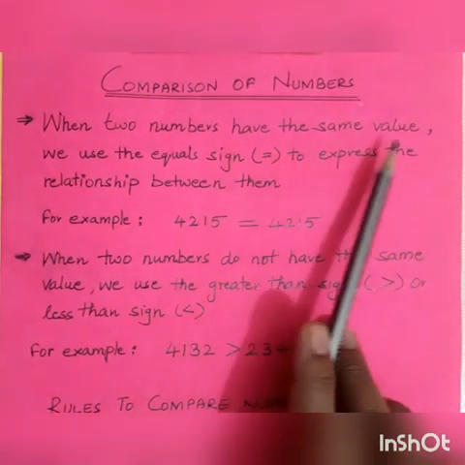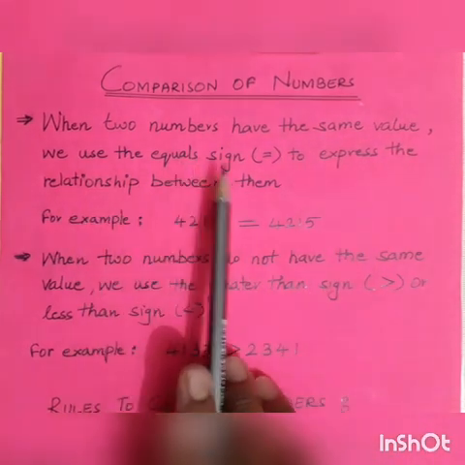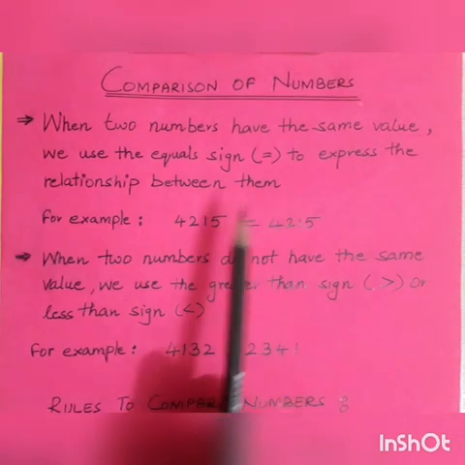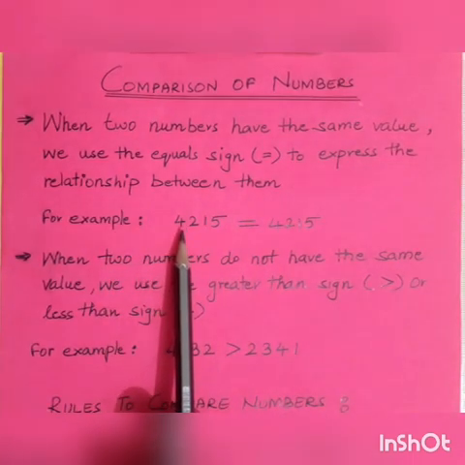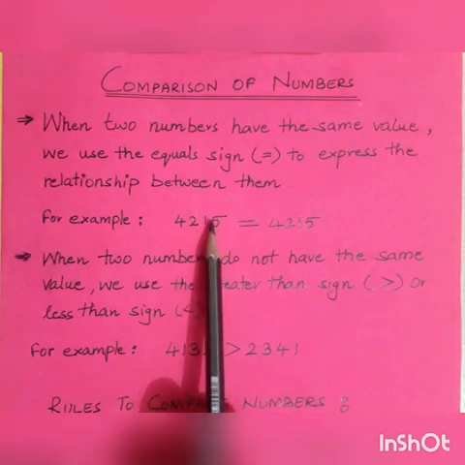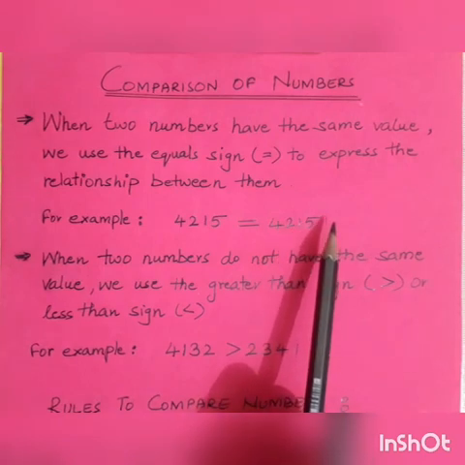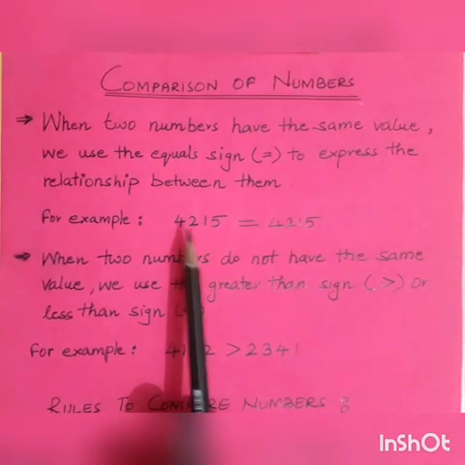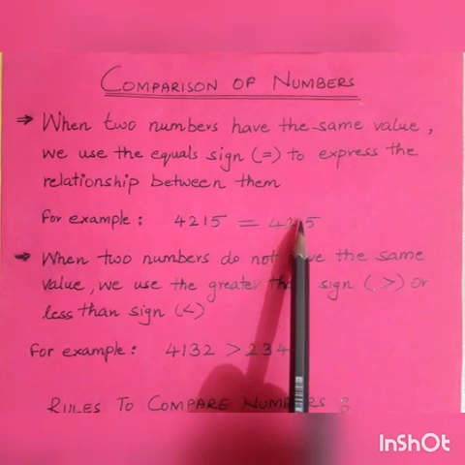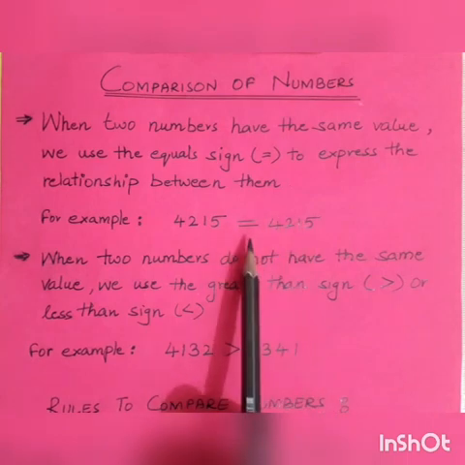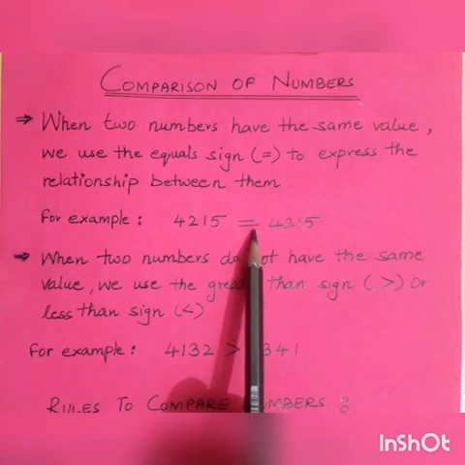When two numbers have the same value, we use equal signs to express the relationship between them. Let us take an example. We have the number 4215 and on the other side also we have 4215. Here we can see that both the numbers are the same. That is, the digit at each place is the same on both the sides. Hence, we will put an equal to sign between them, which states that the two given numbers are equal.